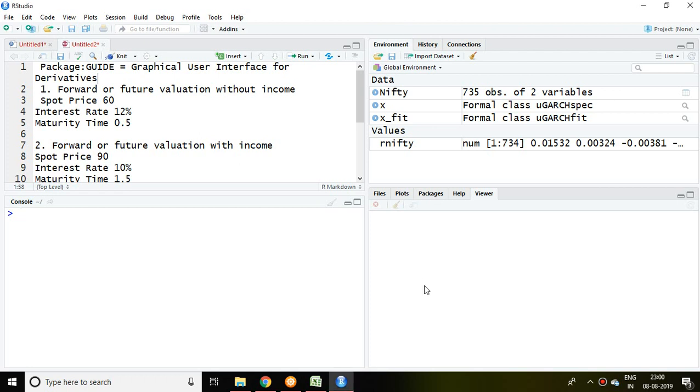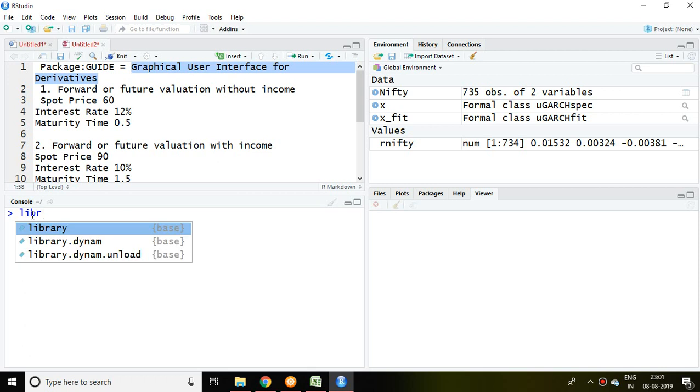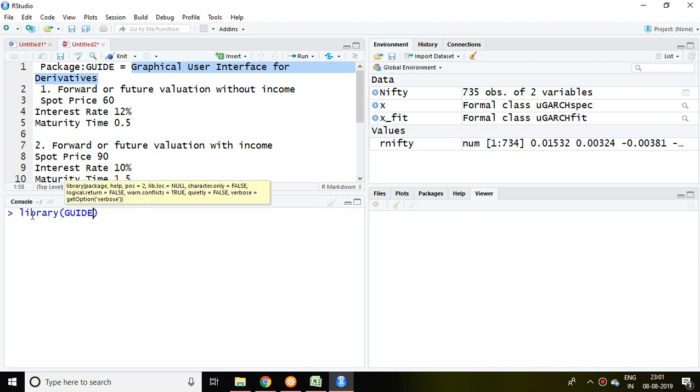Good evening. Today I'll talk about how to find out or calculate the value of future or forward derivatives in RStudio. In order to find out the value, we require the GUIDE package, which stands for Graphical User Interface for Derivatives. I have already installed this GUIDE package, so I recall it in library by writing library and then GUIDE and enter. Now the GUIDE package is loaded in library.